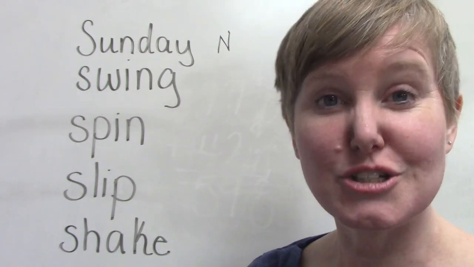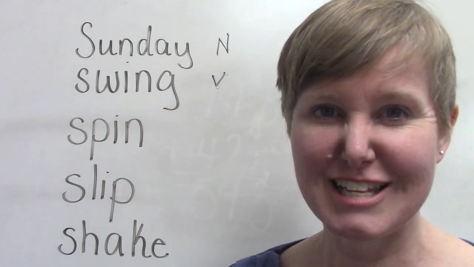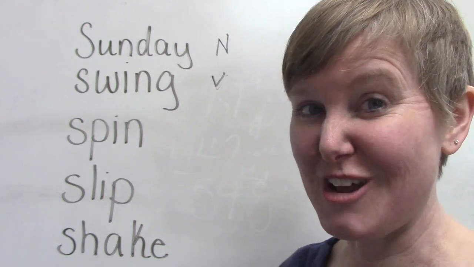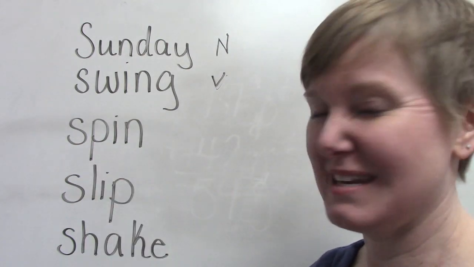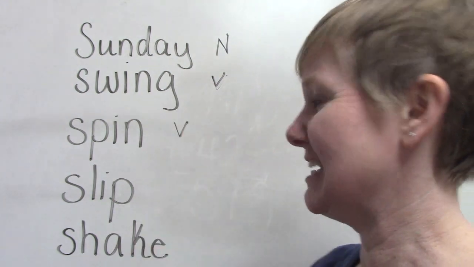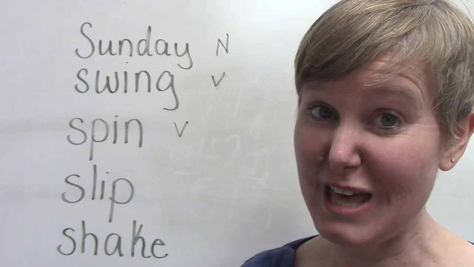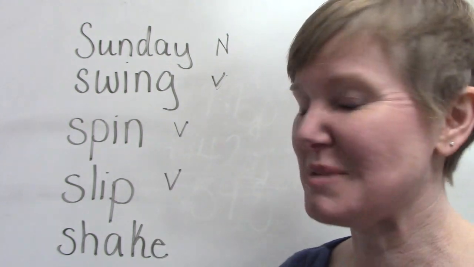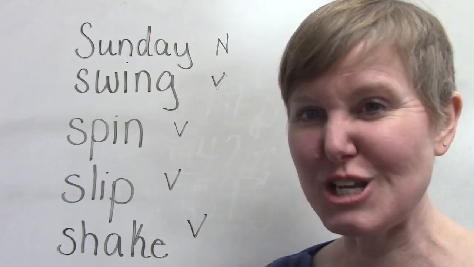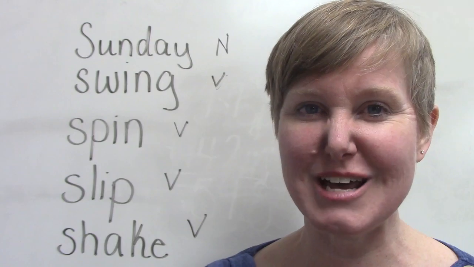Swing. Do you like to sit on a swing and swing on it? Swing is a verb. The word swing could be a noun or a verb, but because it can be a verb, we've written down a V. The next word is spin. Can you spin? You certainly can. I've tried it and I get terribly dizzy. The next word is slip. We do that a lot in the winter on the snow. Slip is a verb. And our last one is shake. Is shake something that you can do? Do you need a little shake break right now? Why don't you stand on up and give yourself a shake?